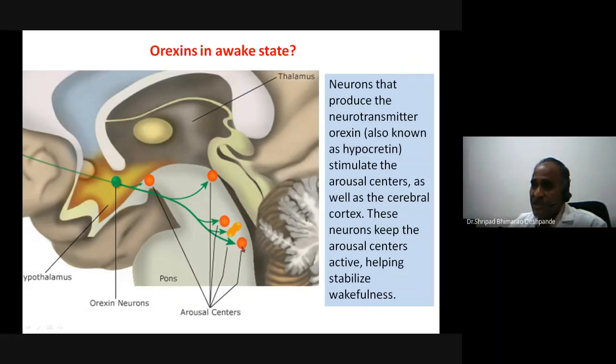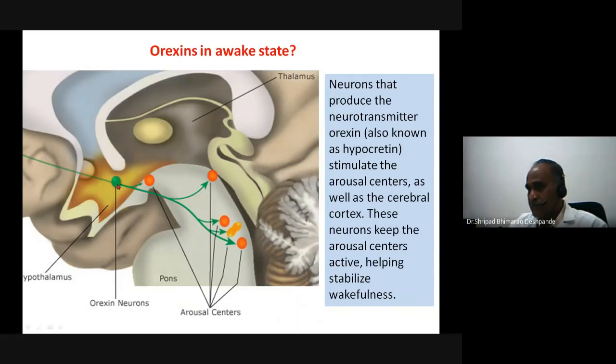We have the locus coeruleus, the raphe, the periaqueductal gray, the lateral hypothalamus and the tuberomammillary area, and these are the cholinergic components. They are all stimulated by the orexinergic neurons. The neurons that produce the transmitter orexin are situated in the lateral hypothalamus.